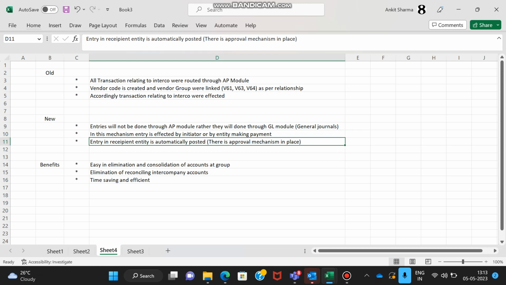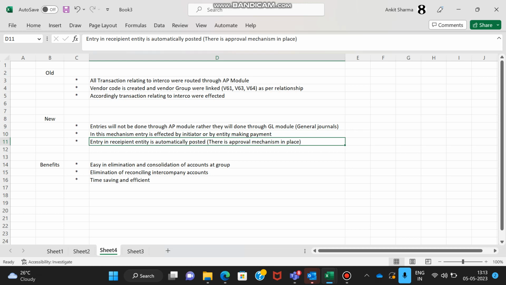However, to eliminate posting of entries which are error prone, we have introduced an approval mechanism. Let's say one entity makes an entry, the entry will not be immediately affected in the books of the other entity. It will require a prior approval and then the effect will be taken.